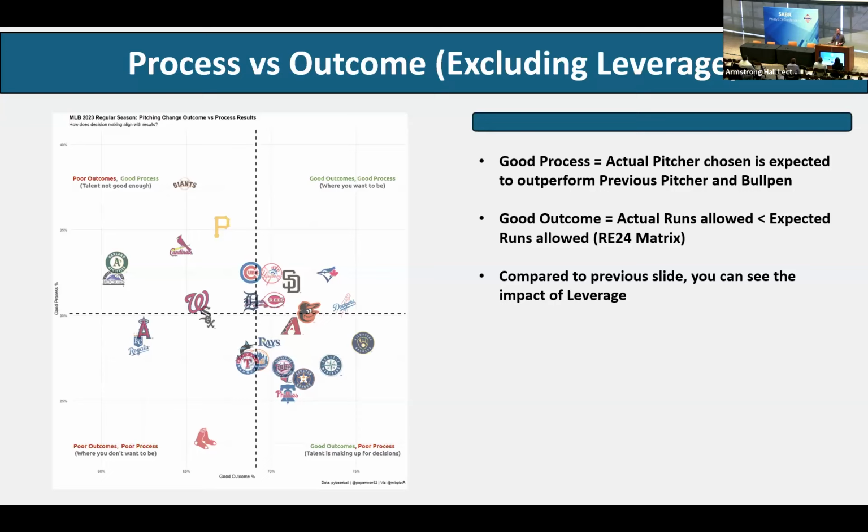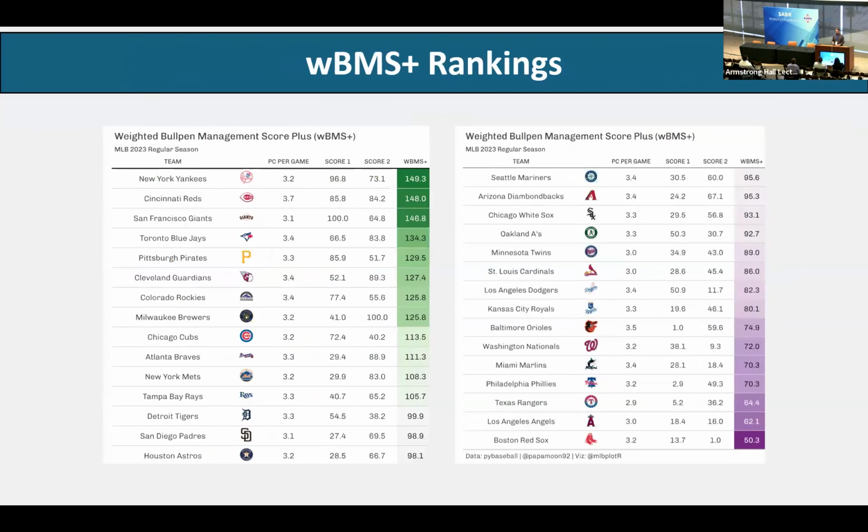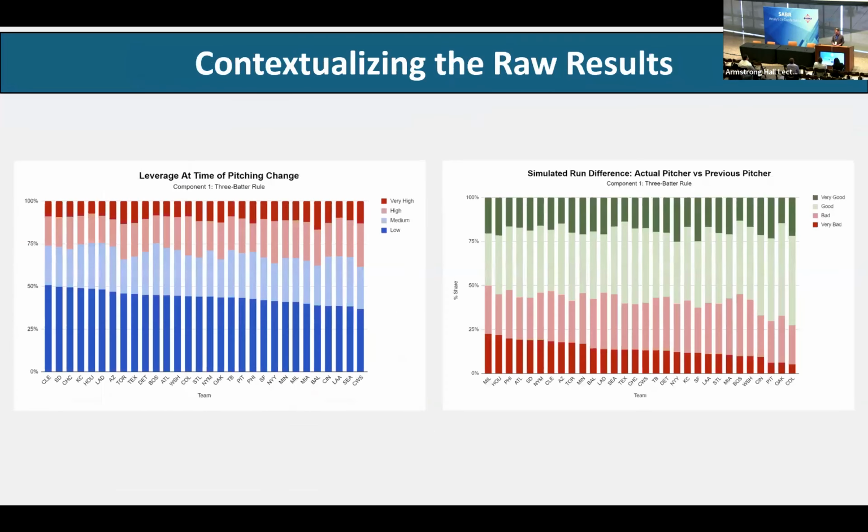And it's interesting because you see a lot of playoff teams down there in the good outcome, poor process quadrant. And one thing I want to point out here, and I'll switch back to the previous slide, is you have teams like the Orioles and the Dodgers that, according to my framework, seem to be doing pretty well, but get hit pretty hard here with a lower ranking because of the effect that leverage is playing, suggesting that their decisions are not always the best in high leverage situations.